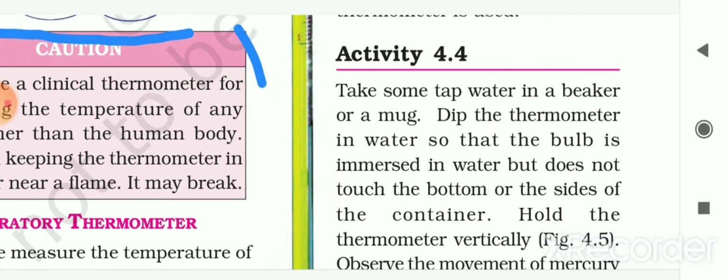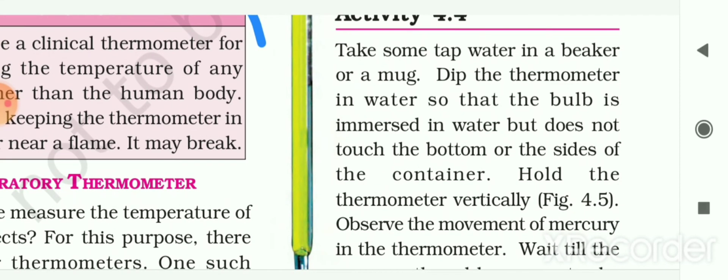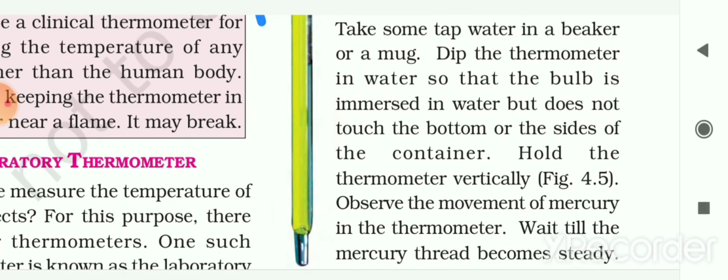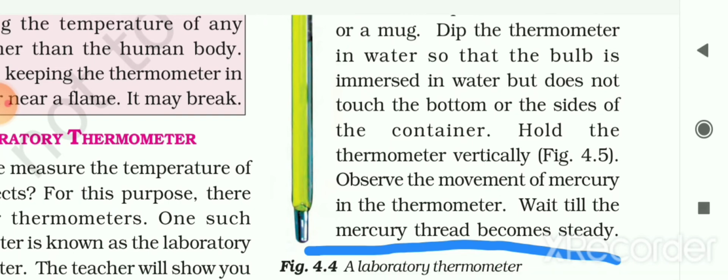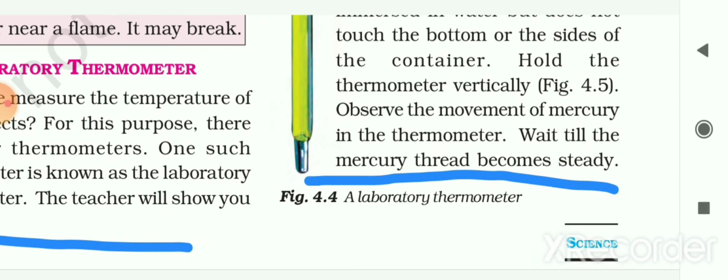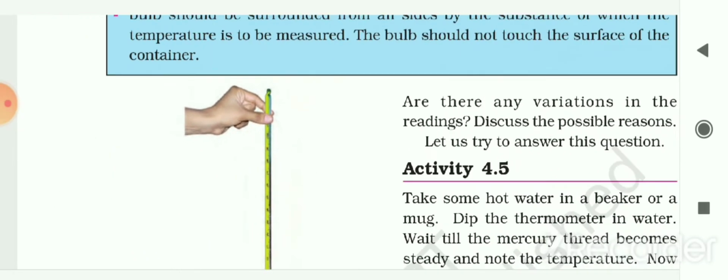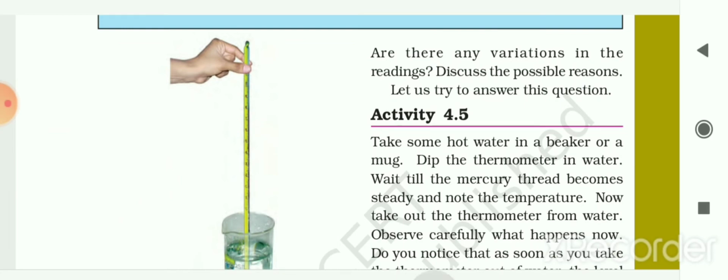Now, how to read this laboratory thermometer? For that, one activity is given to you. Activity 4.4: Take some tap water in a beaker or a mug and dip the thermometer in water so that the bulb is immersed in water but does not touch the bottom or the sides of the container. Hold the thermometer vertically and observe the movement of mercury in the thermometer. Wait till the mercury thread becomes steady, and hold the thermometer like this, as shown here in the figure.